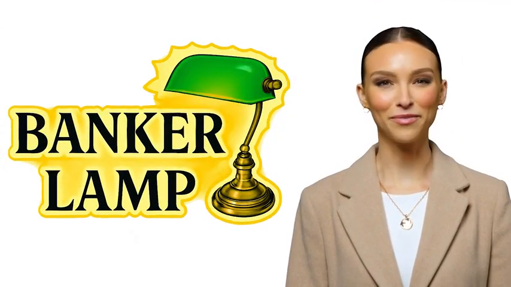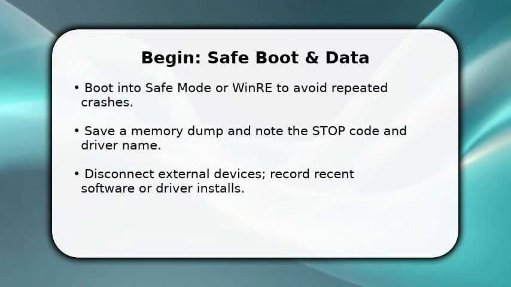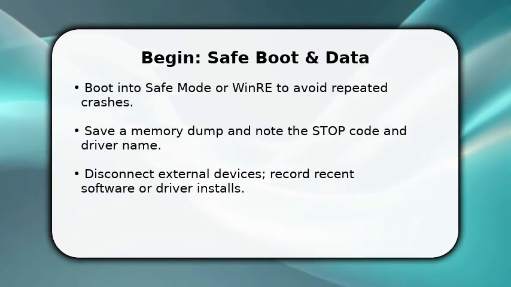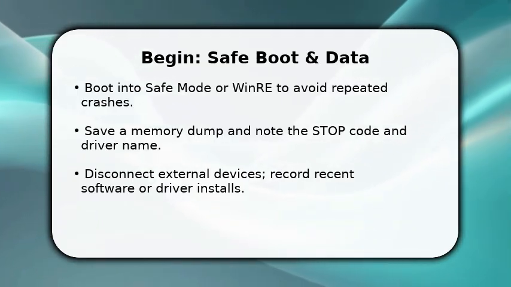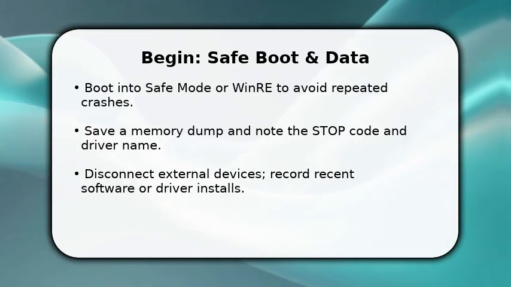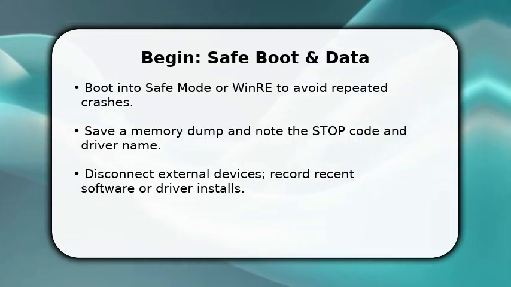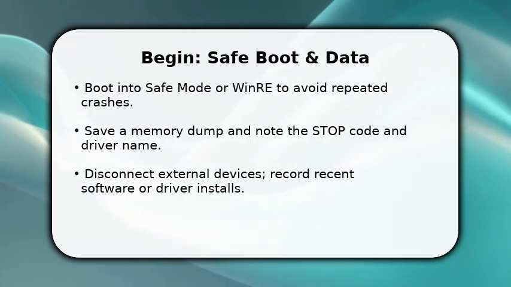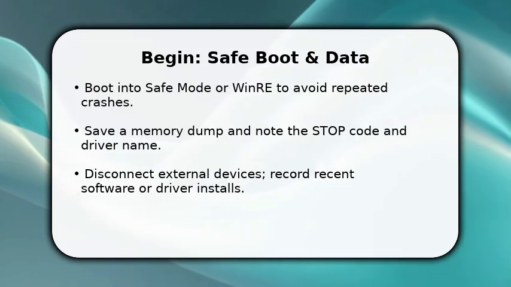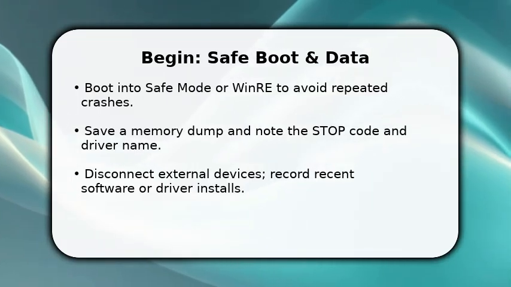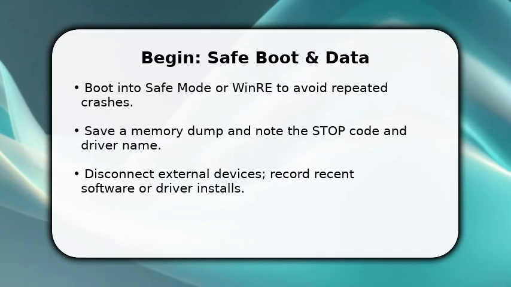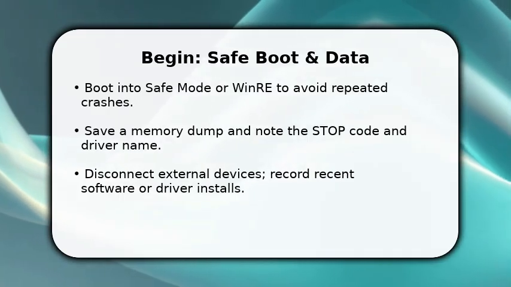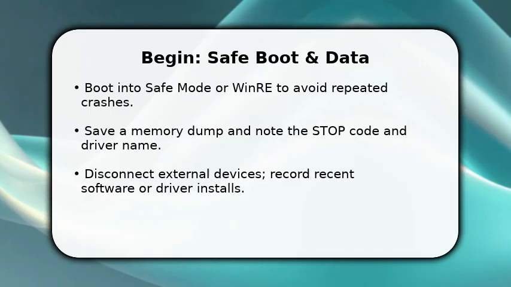Please enjoy the video. You start now by isolating the fault. Reboot into safe mode or Windows recovery environment so the system won't keep crashing. Once in safe mode, save the memory dump and write down the page fault in non-paged area stop code plus any driver names shown. Make sure to disconnect USB devices and external drives to rule out peripherals and list recent driver or software changes. These are prime suspects.